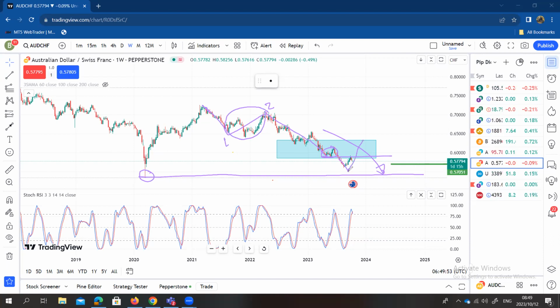So we should at least get a 3-wave pullback to give us a wave 4. Sorry, by the rules of Elliott wave theory, the wave 4 shouldn't invalidate that level. So we are looking for 1, 2, 3, 4, right? And when you get that 3-wave pullback, then you can take the pair more aggressively to the downside.